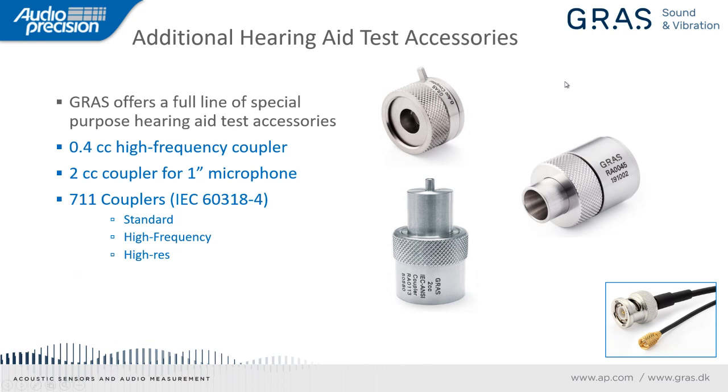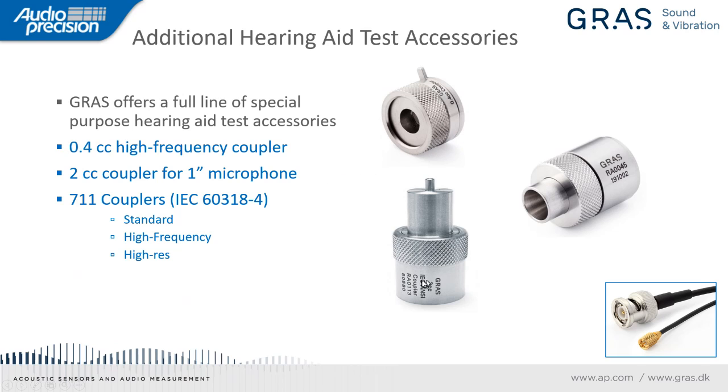Now, in addition to the basic accessories for hearing aids that I've shown on the previous slides, Grass has a number of special purpose products that are useful for hearing aid test. One here is the 0.4cc coupler. This can go to measure to higher frequencies than the 2cc coupler. It's especially important for children that have higher frequencies of hearing, and I believe it's about to become standardized as a model for testing hearing aids for children.